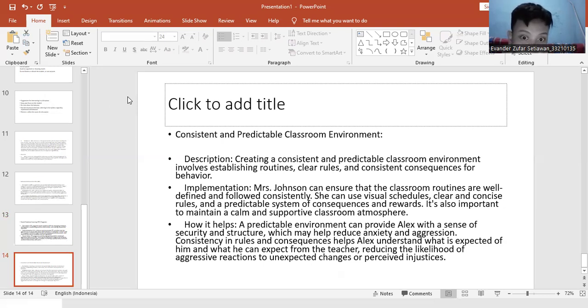It is also important to maintain a calm and supportive classroom atmosphere. How it helps: a predictable environment can provide Alex with a sense of security and structure, which may help reduce anxiety and aggression. Consistent rules and consequences help Alex understand what is expected of him and what he can expect from a teacher, reducing the likelihood of aggressive reactions to unexpected change or perceived injustice.